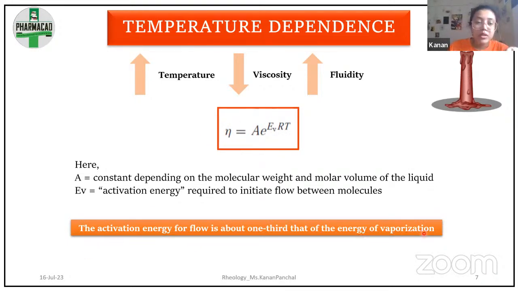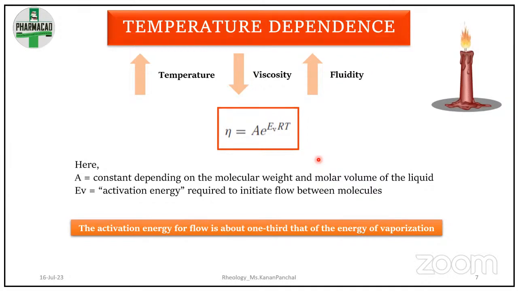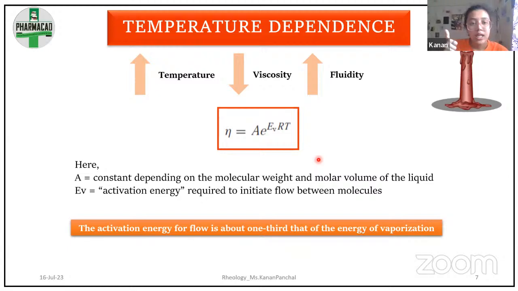Note down this statement: the activation energy for flow is 1/3 of the energy of vaporization. That means the point from where your system starts to vaporize, 1/3 of that will be your activation energy to initiate flow. From solid it starts to flow, becomes liquid, and from liquid it will become gas, correct? So that's why it's 1/3 of the energy of vaporization. Is it clear, everyone? Yes. Sure? Yes. Okay, good.